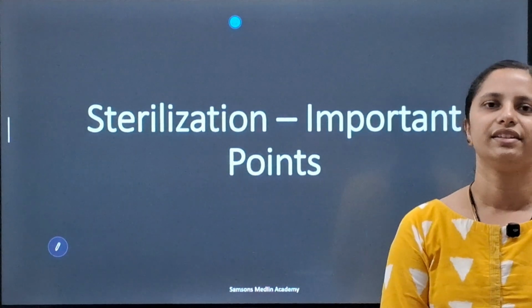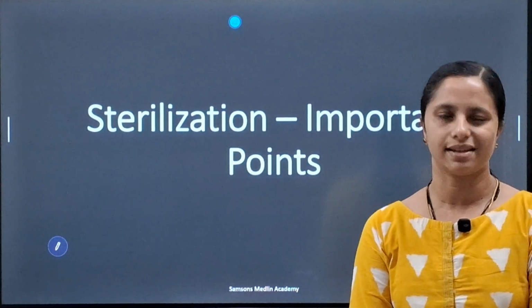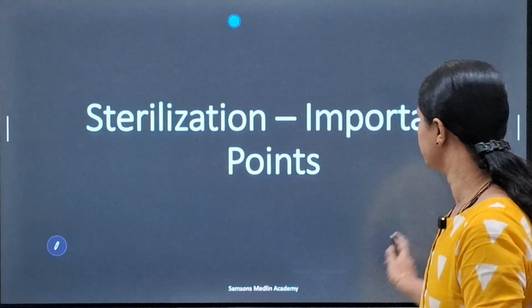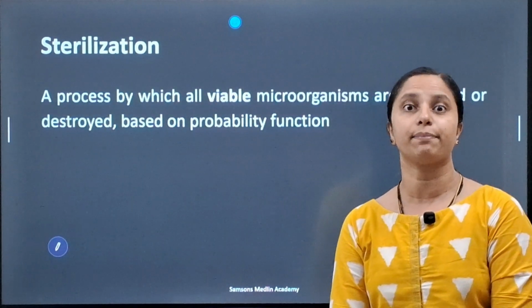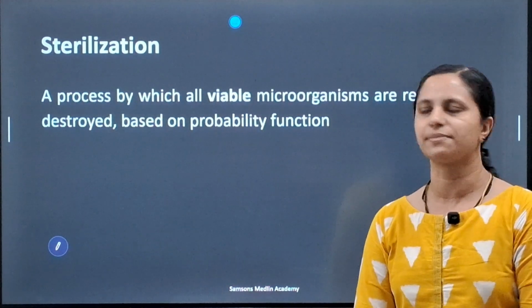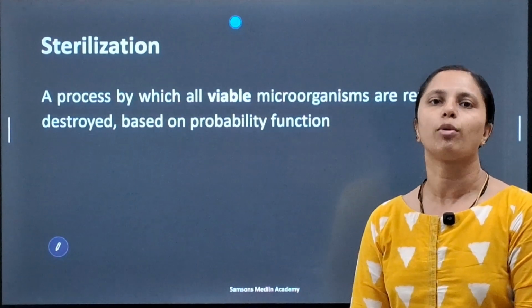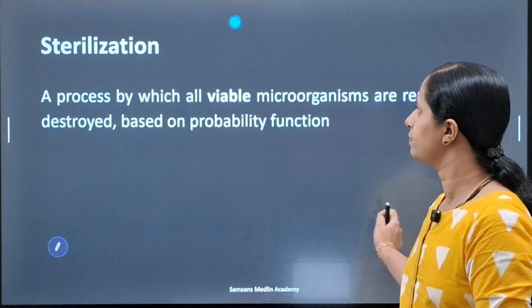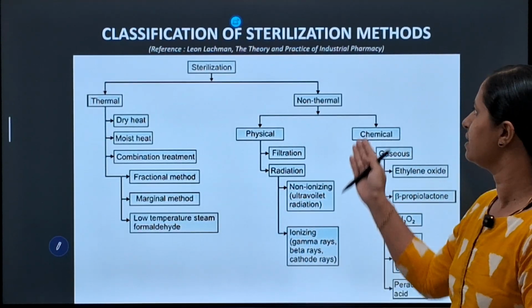Hello everyone. Today we will see the most important points in the chapter sterilization. What is sterilization? It is a process by which all viable microorganisms are removed or destroyed based on probability function. So this is the classification of sterilization.